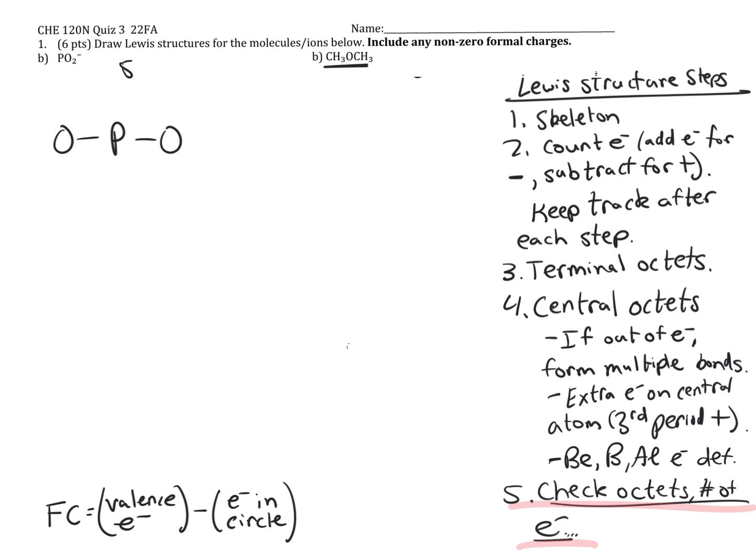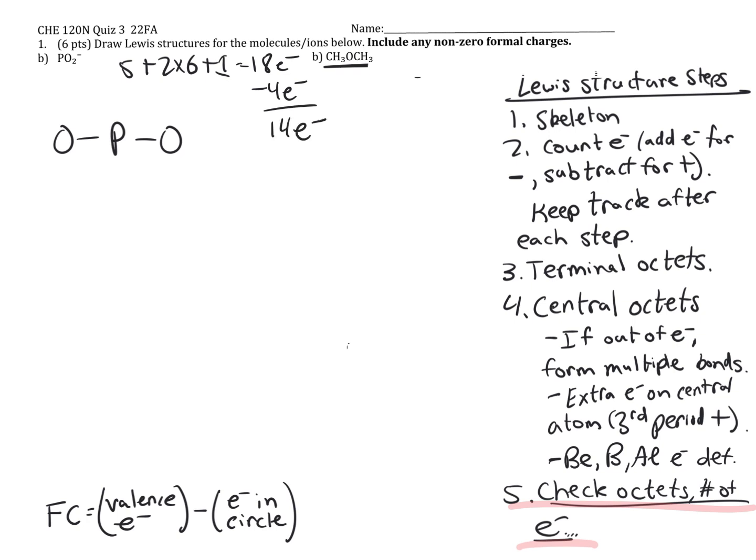So P brings 5, each oxygen brings 6, and then we add 1 for a negative charge. That gives us 12 plus 5, 17 plus 1 is 18 electrons. And we've used 4 to do the skeleton structure, so 14 electrons left.